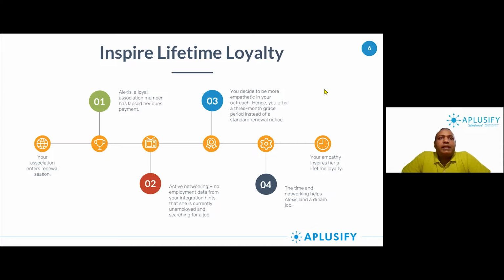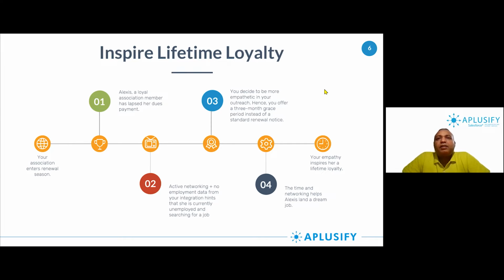Take the example of Alexis, a loyal association member, but she has lapsed her dues payment. Now, there can be n number of reasons why she has lapsed her dues payment. How do you know that? If your community portal and your AMS and CRM are integrated, you will know that Alexis is actively networking for employment, and she is currently unemployed and searching for a job. Since she is searching for a job in the community portal, and that data is flowing into your CRM, your AMS system will know that Alexis is unemployed and does not have money to pay your bills.